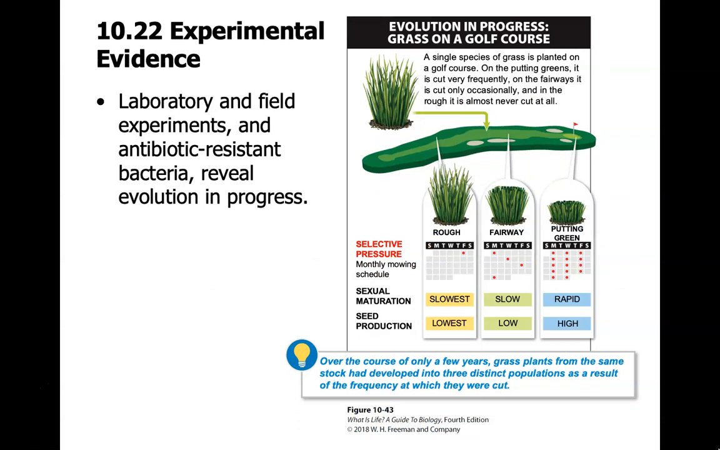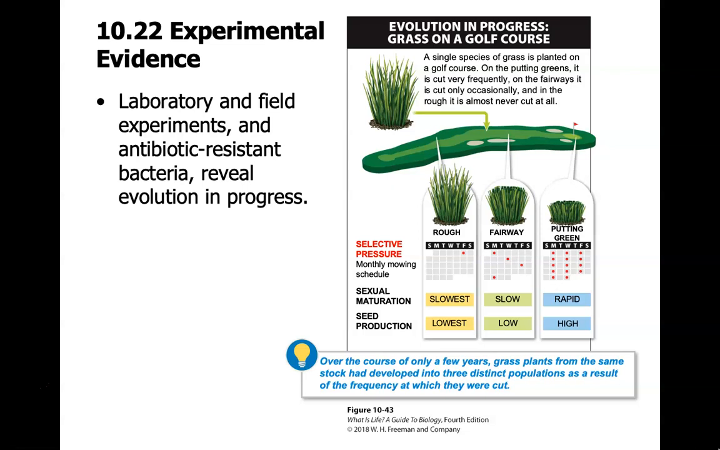So finally, we get to experimental evidence. We've got these other lines of evidence, different ways that we can support evolution. I would say the strongest one is being able to see evolution in action, to see how a population of organisms can change over time. So we've got lots of laboratory and field experiments that are going to support this idea of evolution.